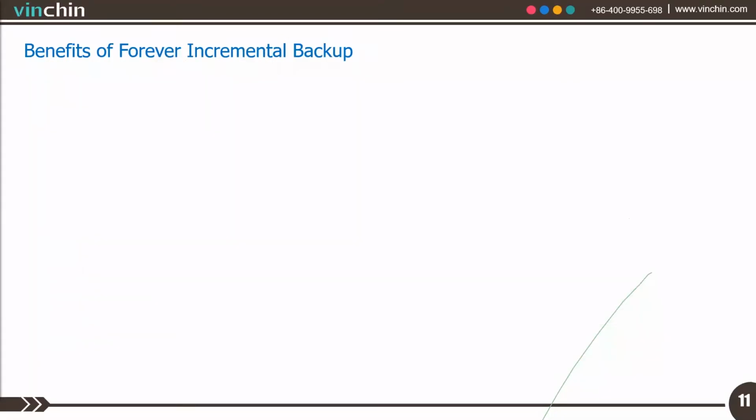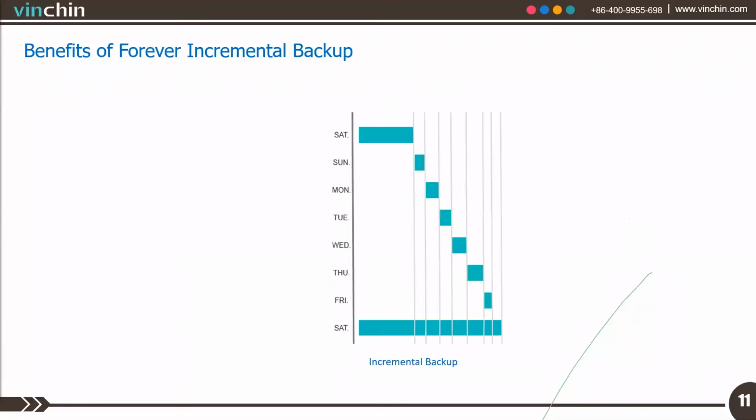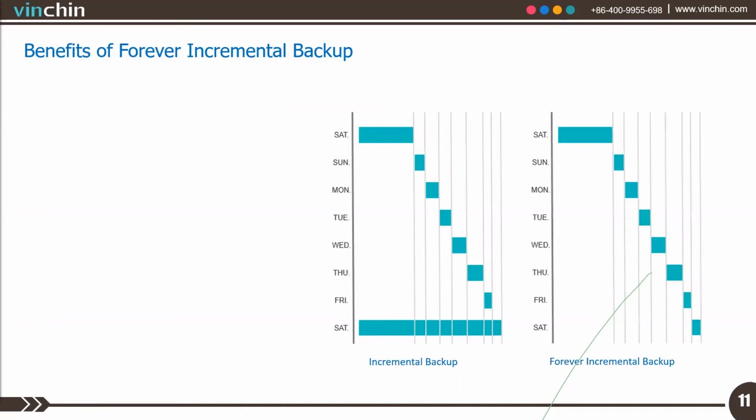Next, let's see what the benefits of forever incremental backup are compared to incremental backup. Here's a diagram showing an incremental backup example. A full backup will be taken each week on Saturday, and from Sunday to Friday, incremental backups will be taken. The next diagram shows a forever incremental backup example. A full backup is taken only once at the very first time. No more full backup is required.